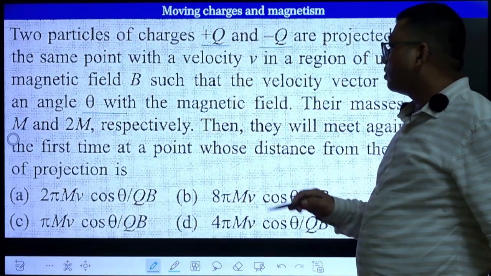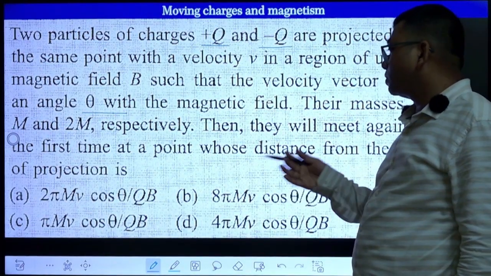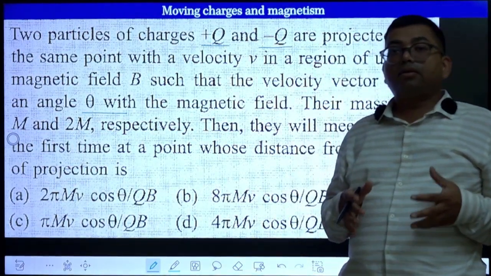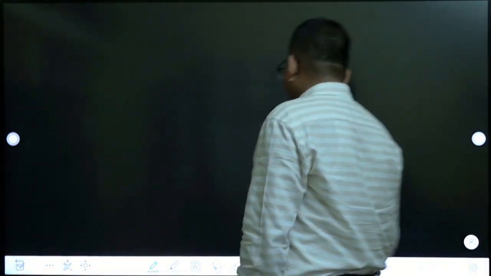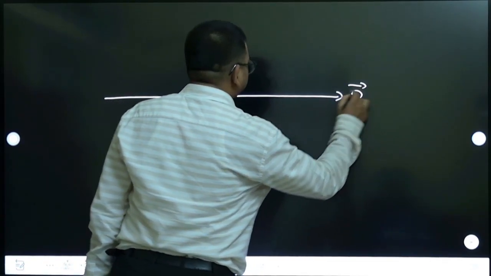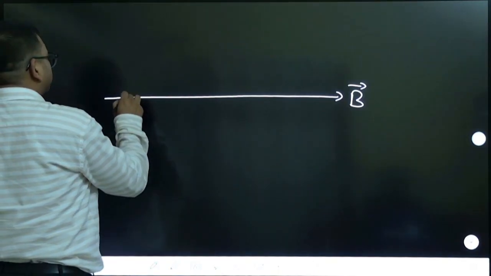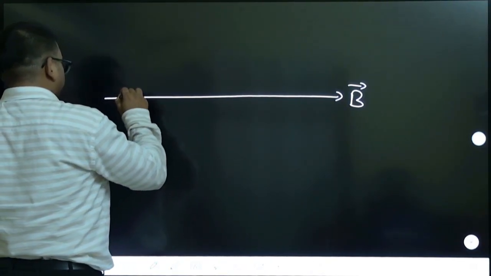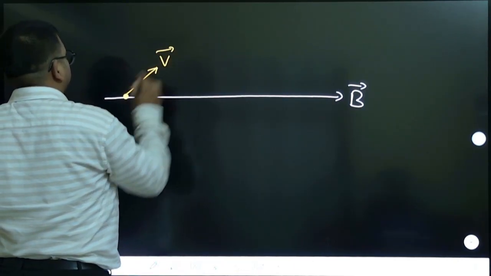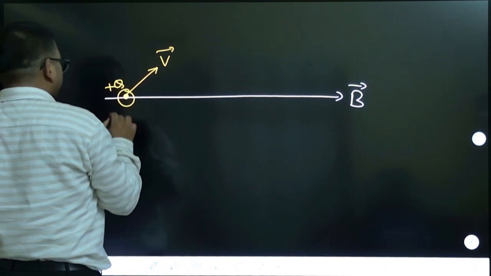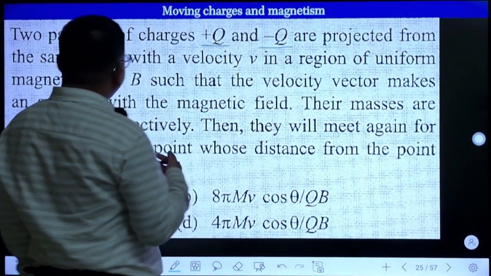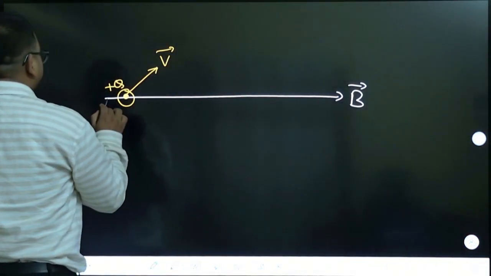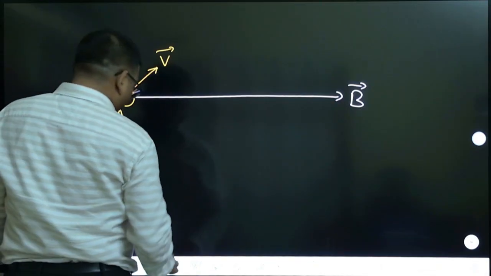Then they will meet again for the first time at a point whose distance from the point of projection is? So when will they meet again from the point of projection? Let us try to figure out. Suppose this is the direction of the magnetic field, right? And at this point we are projecting it. Suppose you project it in this direction with a velocity v, this is let us say plus q, mass is m, and the other is minus q, mass 2m. So what direction will it go?